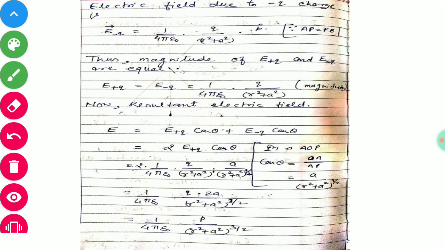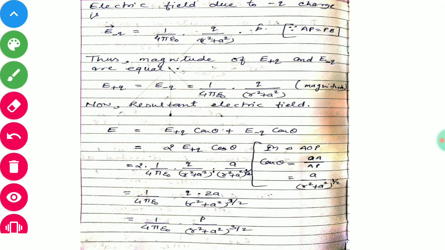Thus you can say that from the electric field due to positive and negative charge, the magnitudes of the electric fields due to the positive and negative charges are equal, which is equal to 1 by 4 pi epsilon naught, charge q by r square plus a square, in magnitude.